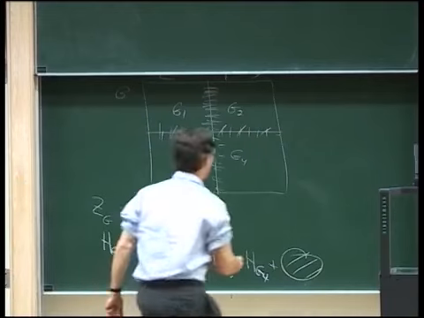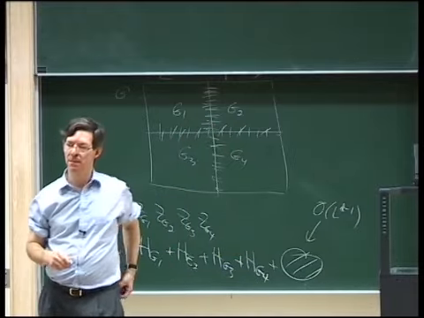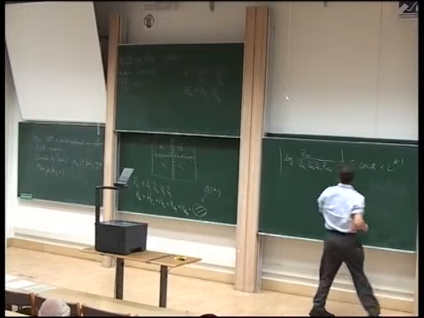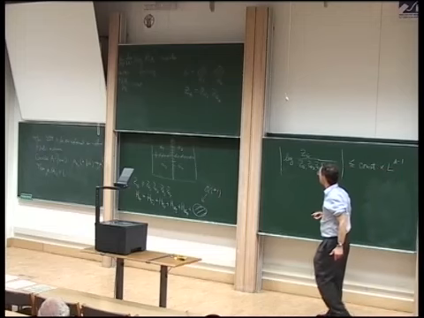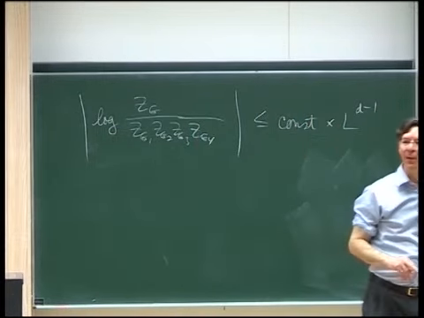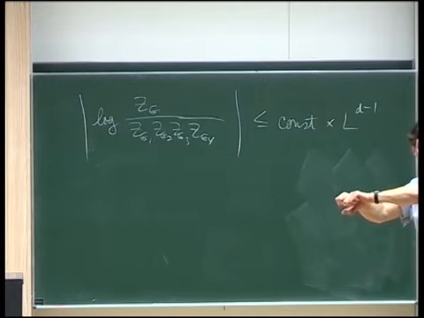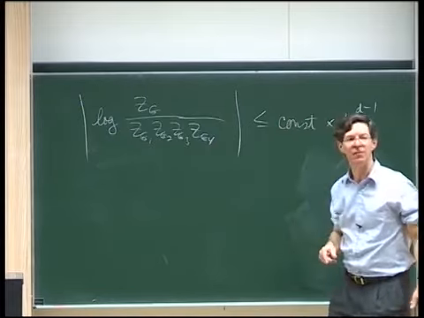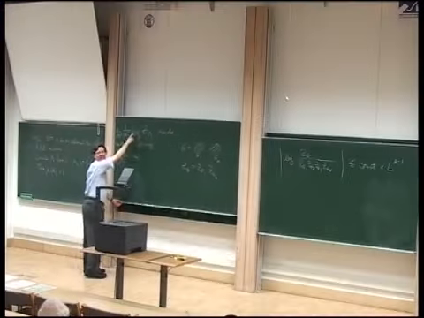So this here is order L to the D minus 1. So therefore, it's quite easy to prove this bound. This says that log ZG is not quite additive, but it's almost additive. On disjoint subsets that abut each other, log ZG is almost but not quite additive. That's enough to prove that a limit like this exists.